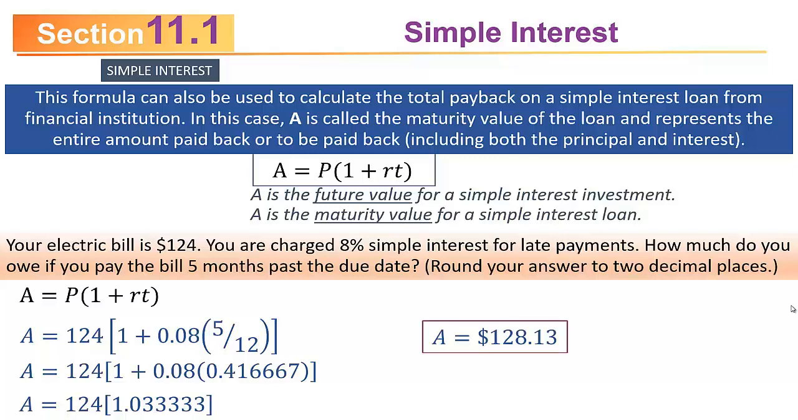You multiply that by 124, and you end up with $128.13. I know I say this a lot, but don't round too much in the preliminary calculations. Carry more decimal places than you think you need, and then round at the end. Rounding too early can cause you to be off in the final answer.